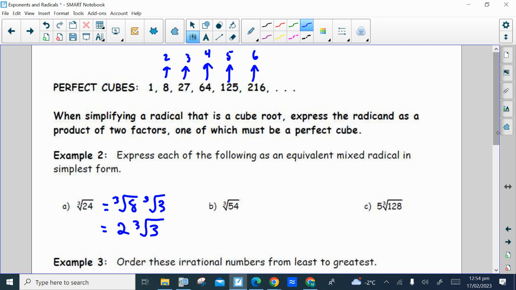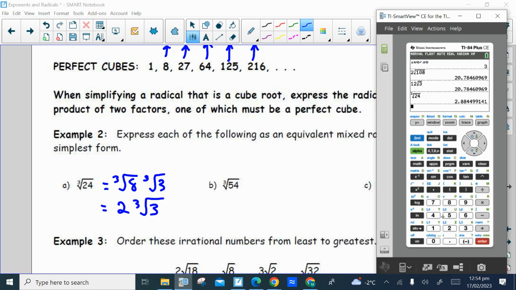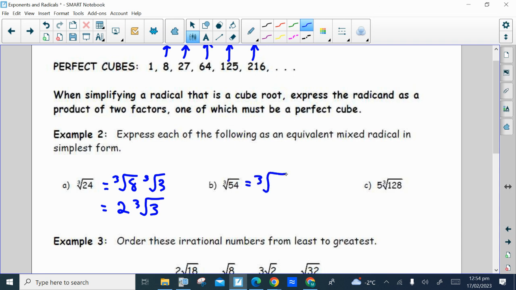Again, you may use your calculator to help you find the largest perfect cube that divides into 54. I just used 8. Let's see if 27 will divide into 54, and it will. It goes in there exactly twice. So the cube root of 54 would be the cube root of 27 times the cube root of 2. And the cube root of 27 is 3.